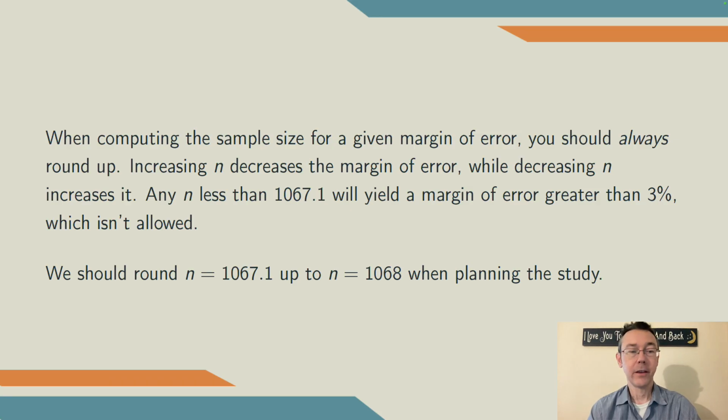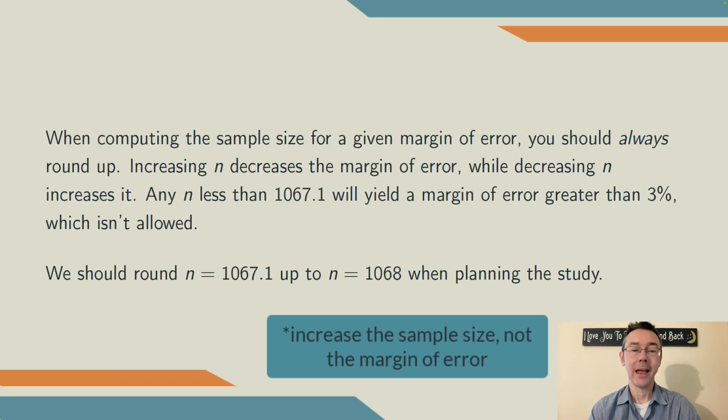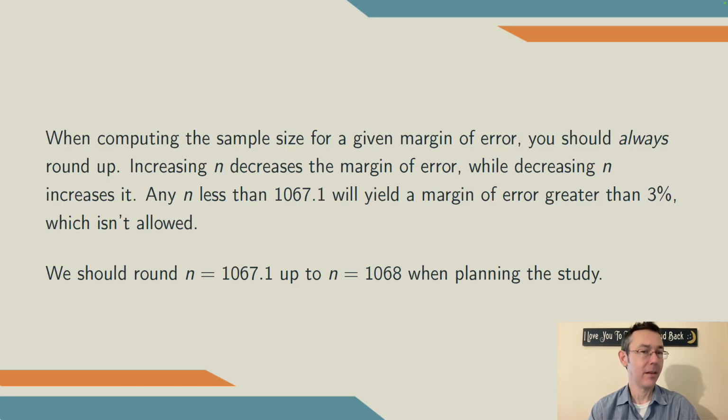And the reason for this is that increasing n decreases the margin of error, while decreasing n increases it. So those two have an inverse relationship. So any n less than 1067.1 will give us a margin of error greater than 3%, and that's not allowed. 3% is our maximum allowed margin of error. Therefore, we have to round up to an n of 1068. And that's the sample size we should use when planning this study.